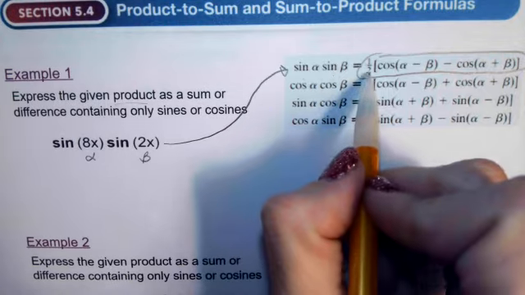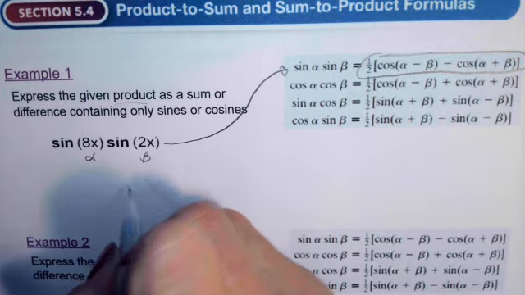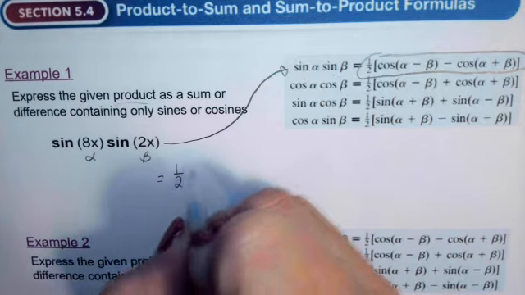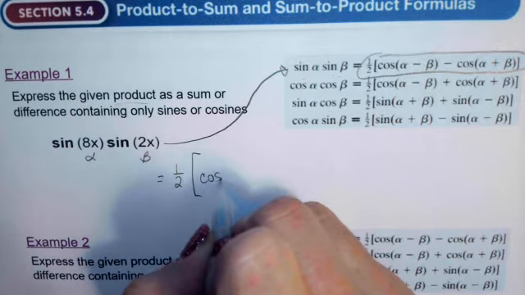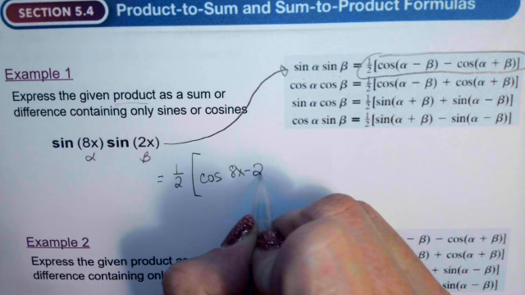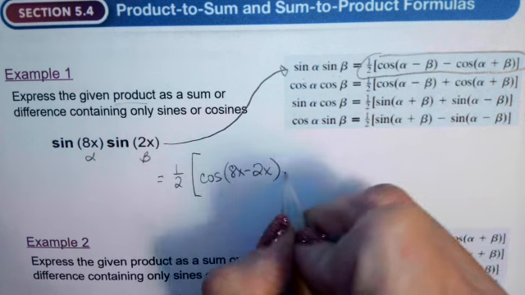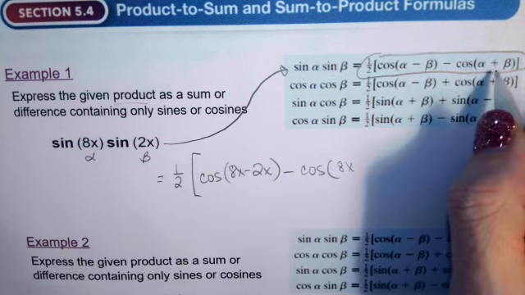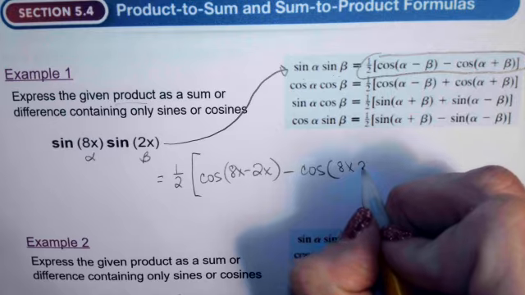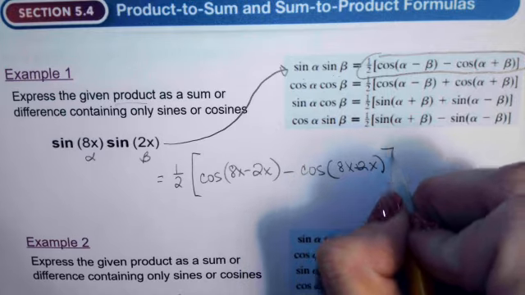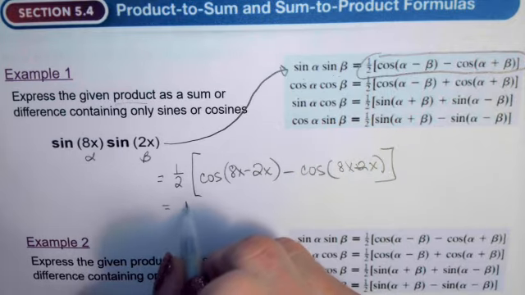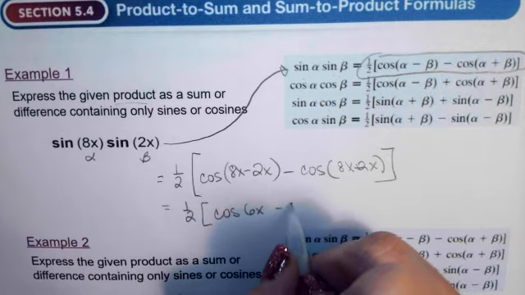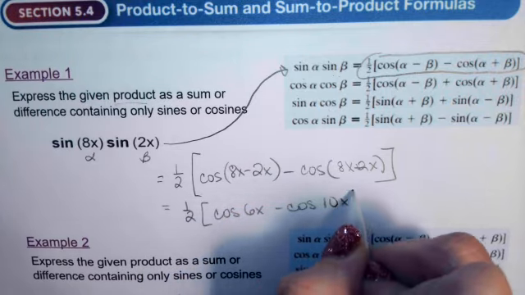All right, now we just have to plug it in. So sine of 8x, sine of 2x is equal to 1/2 open bracket cosine 8x minus 2x, and then we have minus cosine alpha 8x plus beta 2x. All right, so then we have 1/2 cosine of 6x minus cosine of 10x.